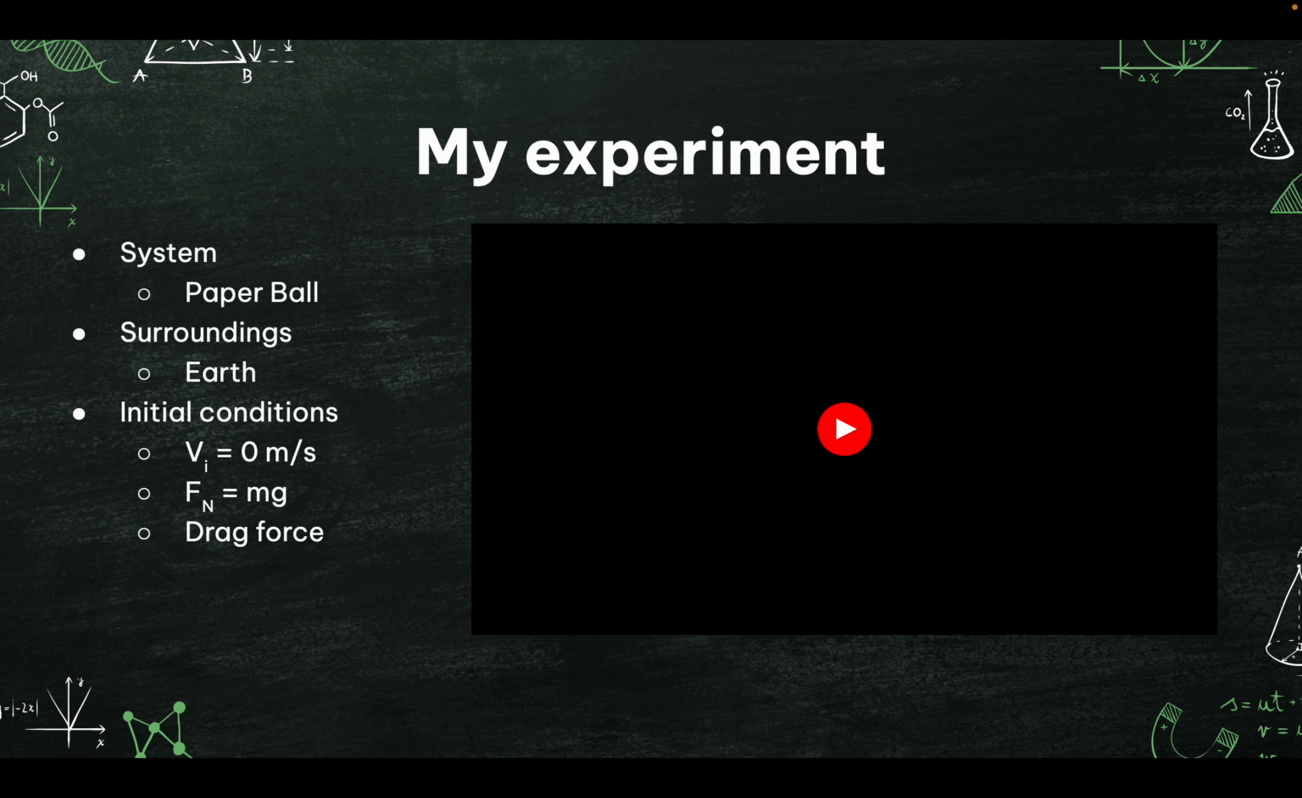My system included a paper ball, the surroundings were the Earth, and the forces on the system were the air drag and the force of gravity. The initial conditions are that the velocity was 0 meters per second initially, and that the net force is equal to the weight and the drag force.